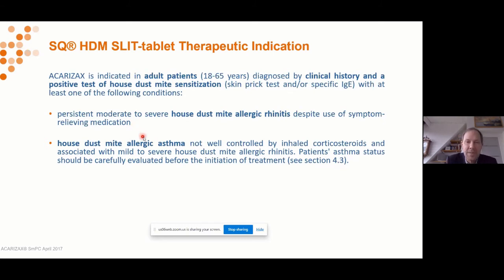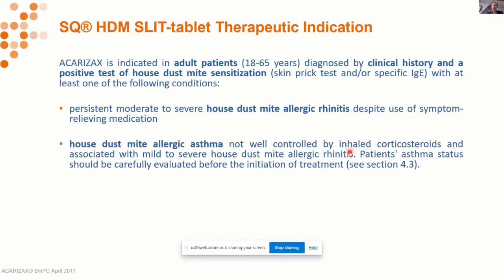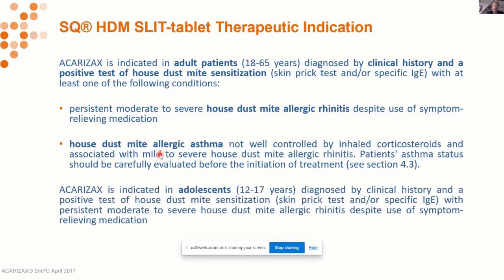For asthma, it's exactly the same: if the house dust mite allergic asthma is not well controlled by inhaled corticosteroids. Meaning it's a patient that is already on inhaled corticosteroids, but still has the cough in the morning. This is the ideal patient for this tablet. And in adolescents, there is the rhinitis indication. So it's again the patients that have rhinitis symptoms despite the use of symptom relieving medication.